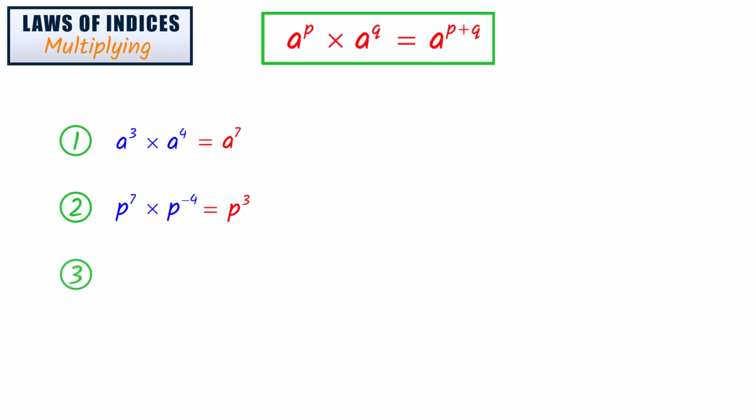Number 3 is q to the power of minus 5 times q to the power of minus 8. Minus 5 plus minus 8 is equal to minus 13. So the answer is q to the power of minus 13.